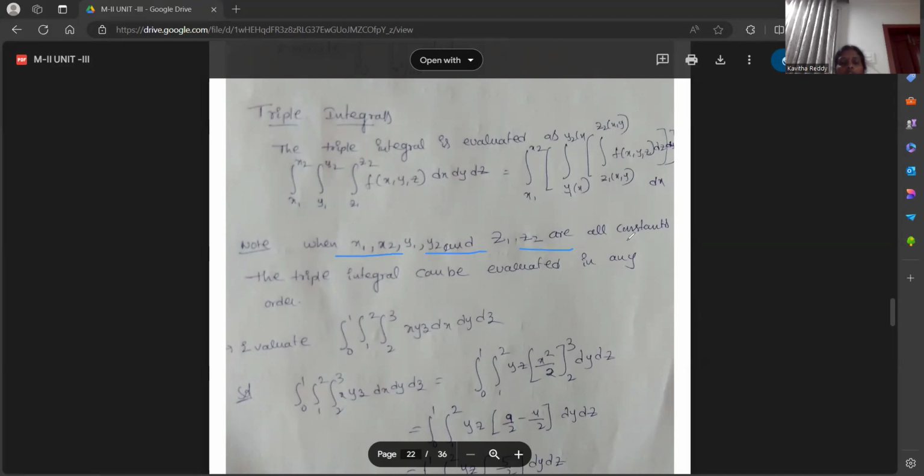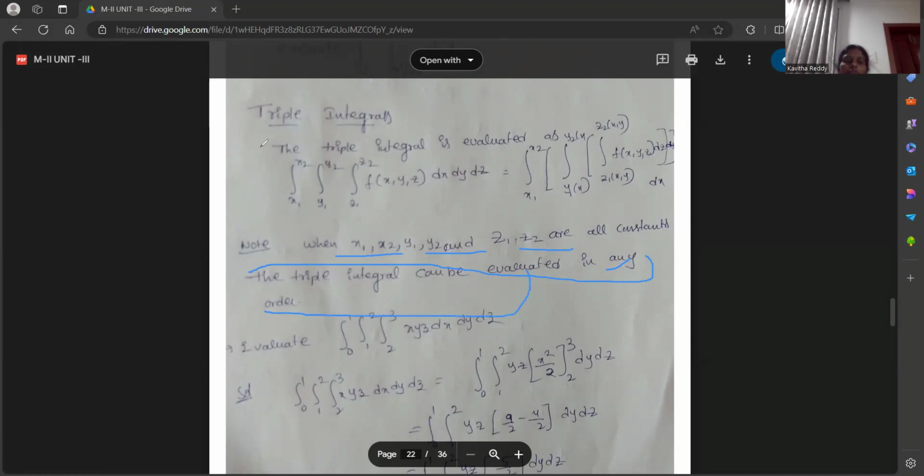Note here, if x1, x2, y1, y2, z1, z2 are all constants, meaning numerical values only, then the triple integral can be evaluated in any order, and you'll get the same answer. If you want, you can integrate with respect to z first, then y, then x, or x first, or y first, then z. This is the order of integration based on your interest.